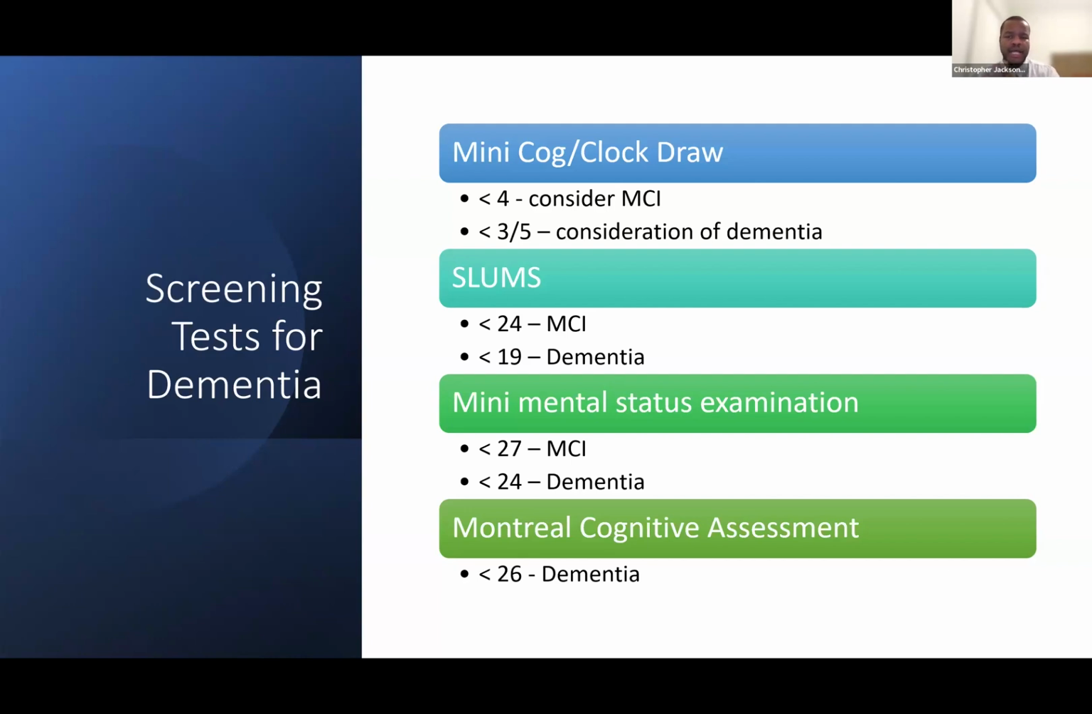I will say, though, that there is an issue with educational attainment, particularly with MMSE, that those with higher educational attainment might actually end up getting higher scores on it, and that can sometimes be a bit of an issue with diagnosis. And then the Montreal Cognitive Assessment really isn't set to diagnose MCI, but it can help with dementia.